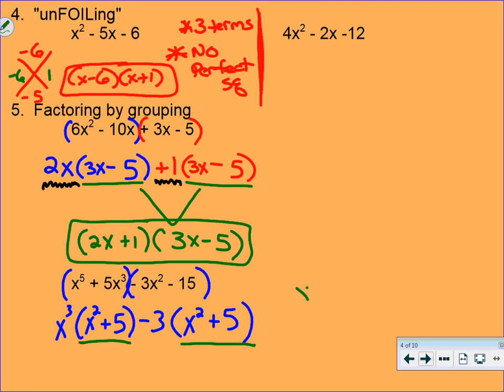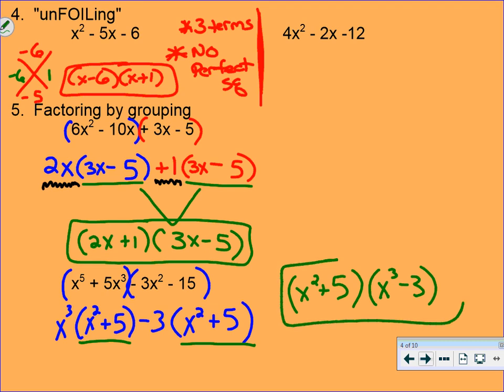So that means one of our answers is going to be an x squared plus 5. The other answer is going to be our x to the third minus 3. Neither one of these situations fit into another factoring method. The first one cannot be difference of two squares. It's not a subtraction. The second one is not a sum or difference of cubes, in this case a difference of cubes, because the 3 is not a perfect cube. So we have our next answer with grouping.